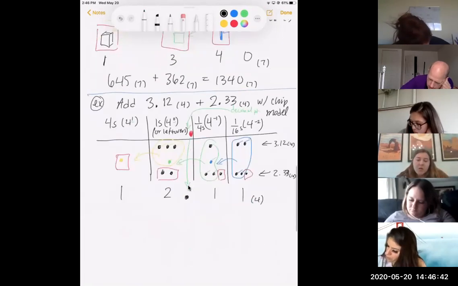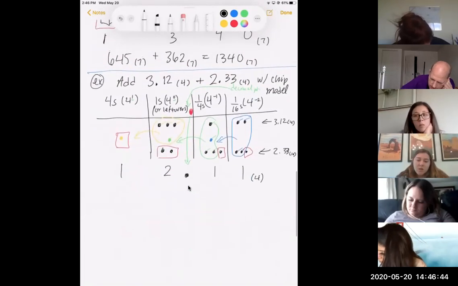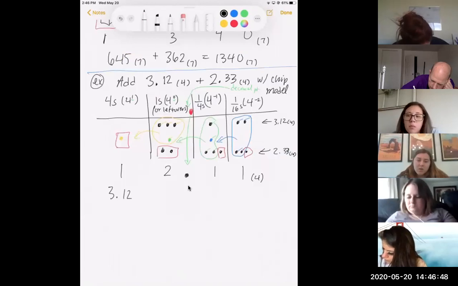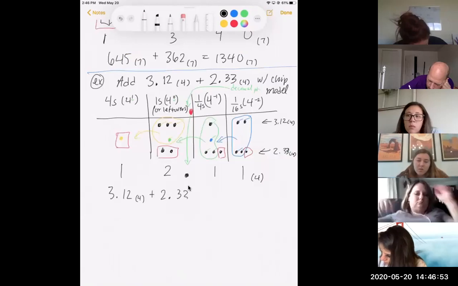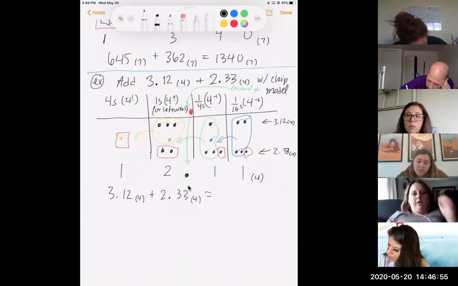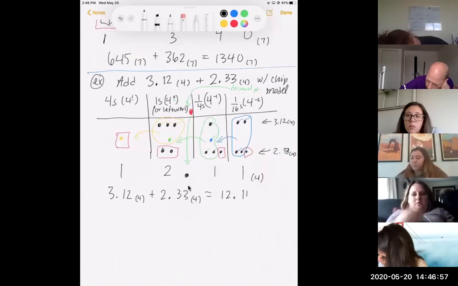Okay. In summary, I have that 3.12 base 4 plus 2.33 base 4 is equal to 12.11 base 4. Okay.